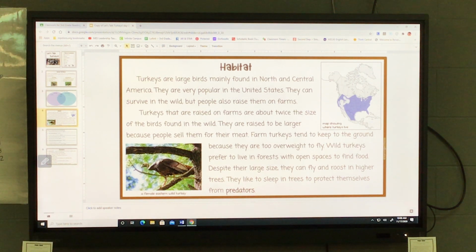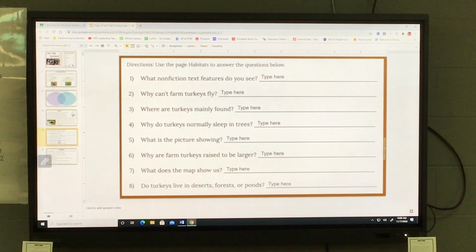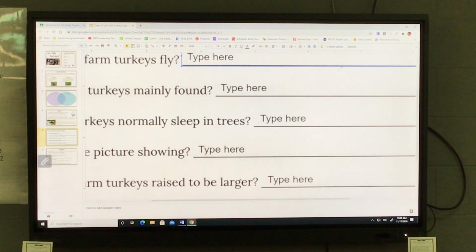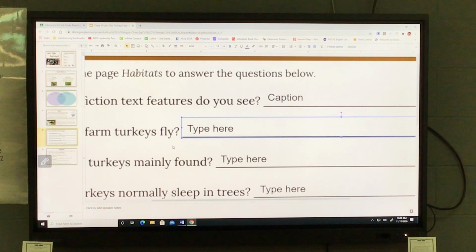So if we go back to our question slide. And I'm going to backspace to get rid of that. And Connor said that was called a caption, and there's the word spelled correctly for you. Whoops. Can everybody see that better? Yeah.